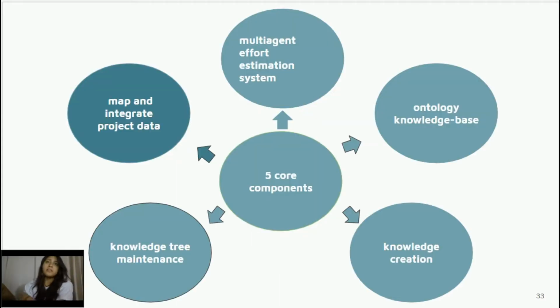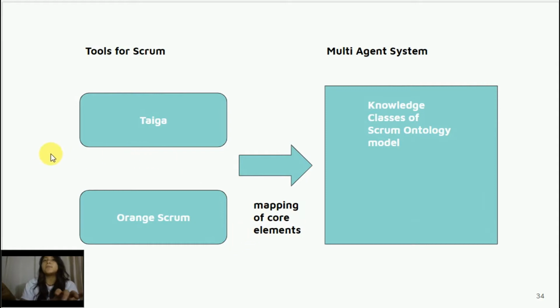And the last component is map and integrate project data, and it's in charge of mapping the core elements of tools that are used for Scrum, like Taiga and Orange Scrum, to the knowledge classes of the Scrum ontology model. So it can be easy for current software companies that are using Taiga and Orange Scrum to migrate the information of those tools to the multi-agent system.